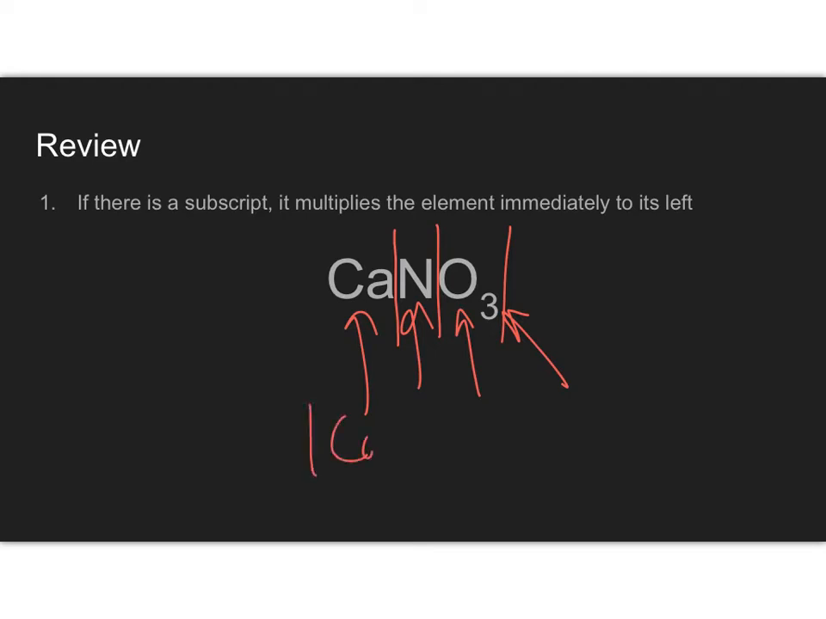So there's 1 calcium because it has no subscript. There's 1 nitrogen because it has no subscript. And then there are actually 3 oxygens. Okay, so the 3 gets multiplied times the oxygen, but not anything else. The subscript only is attached to the element immediately before it, immediately to the left. So there's a total of 5 atoms: 1 calcium, 1 nitrogen, and 3 oxygens.